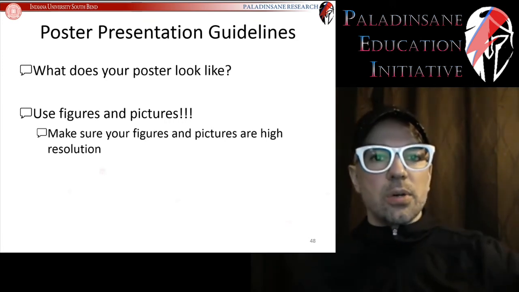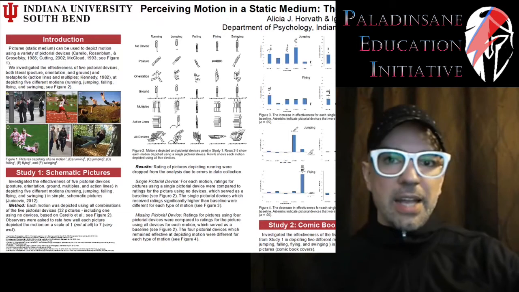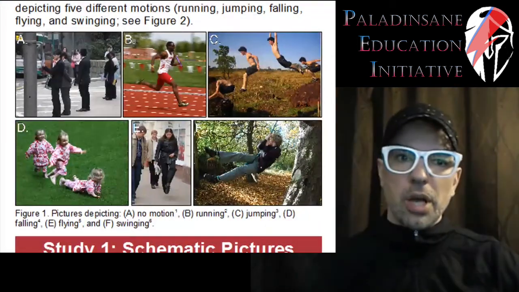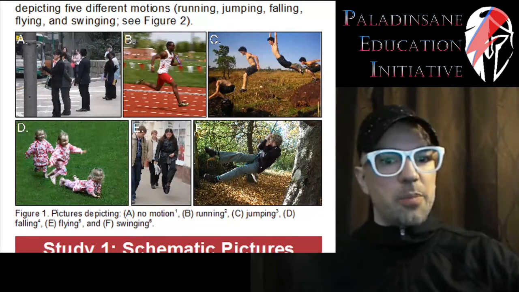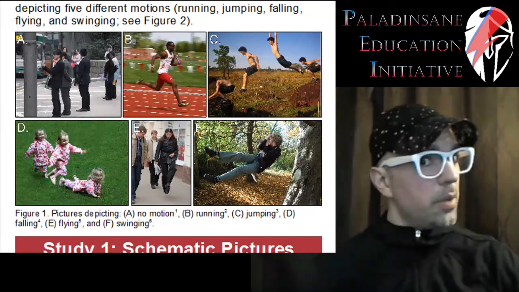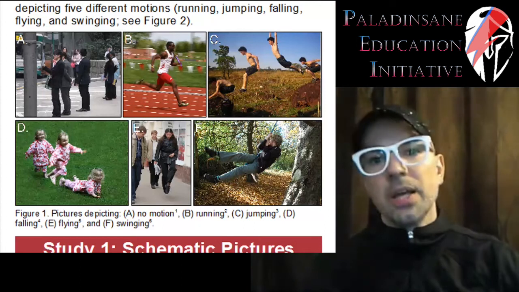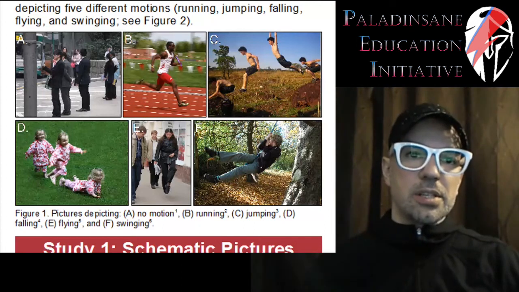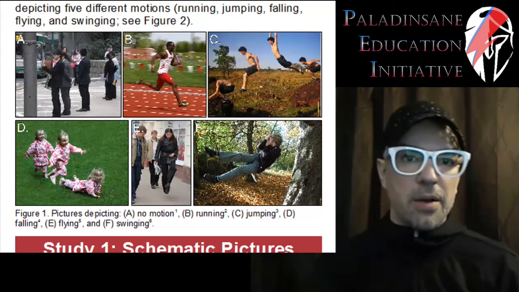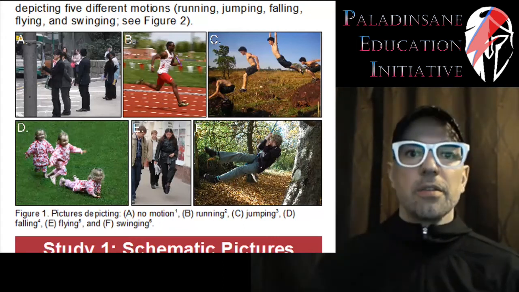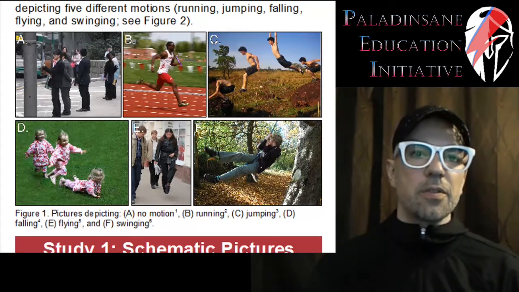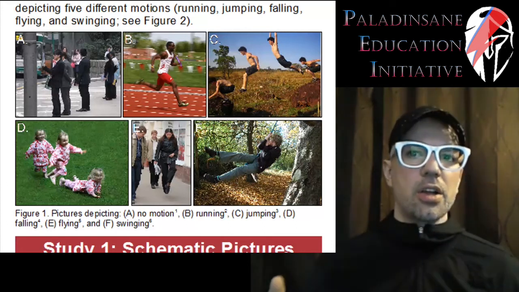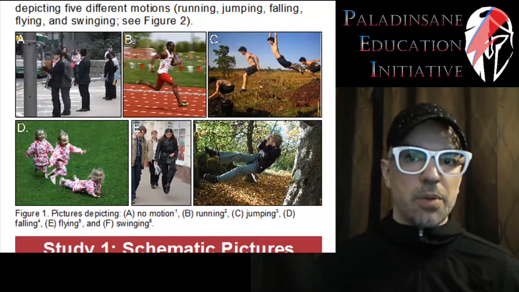So when I was doing this poster here, I needed images of people standing, of people running, of people jumping, of people falling, of people flying. That's figure E. It's not a good picture of people flying. That was my point. And of people swinging. So I went out and I found these images. And these were not the first images that I found. And I had to look for high resolution images. I had to look for images that would not pixelate when I put them into a large scale, printed poster.